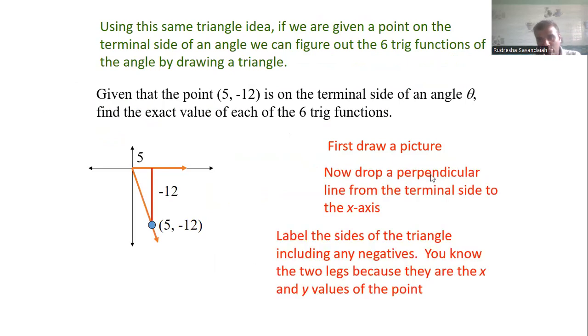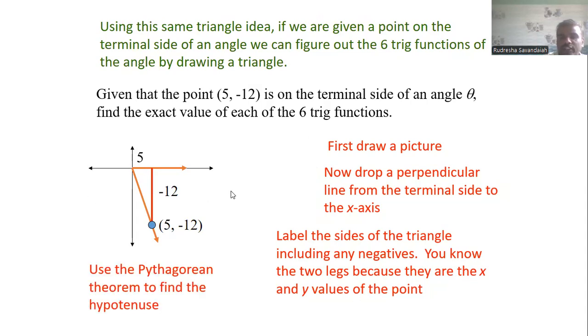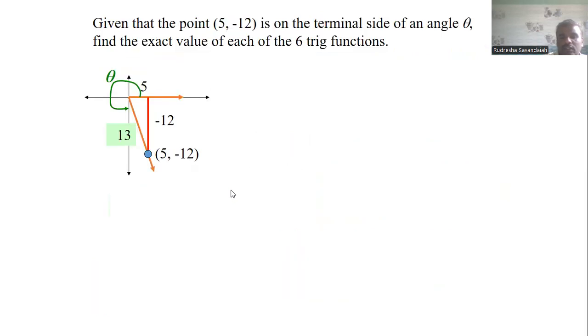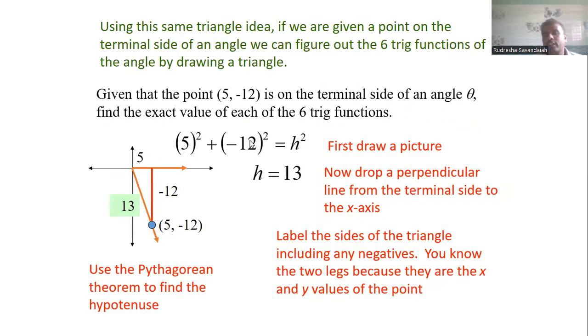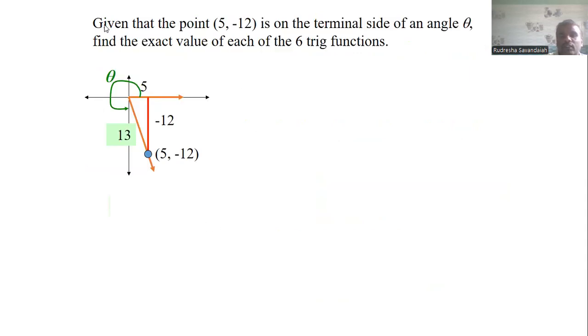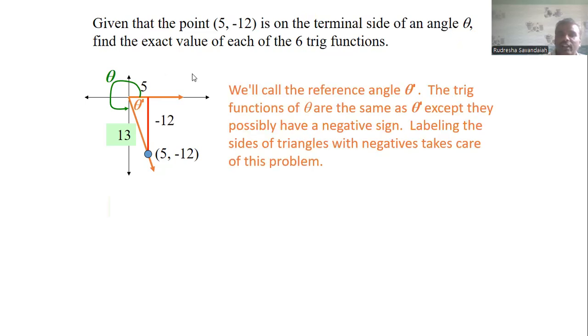Now draw a perpendicular line from the terminal side to the x-axis. Label the sides of the triangle, including any negative. You know the two legs because they are the x and y values of the point. Use the Pythagorean theorem for the hypotenuse: h is equal to the square root of 5 squared plus minus 12 squared. Given that the point 5 comma minus 12 is on the terminal side of an angle theta, find the exact value of each of the 6 trigonometric functions.